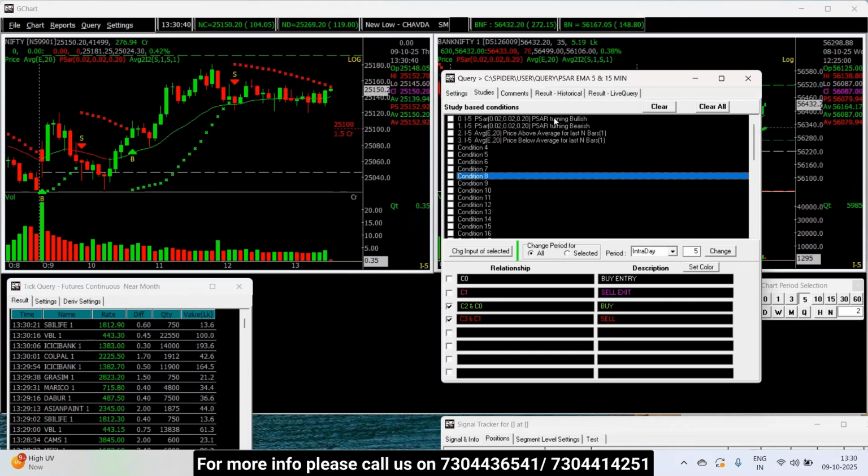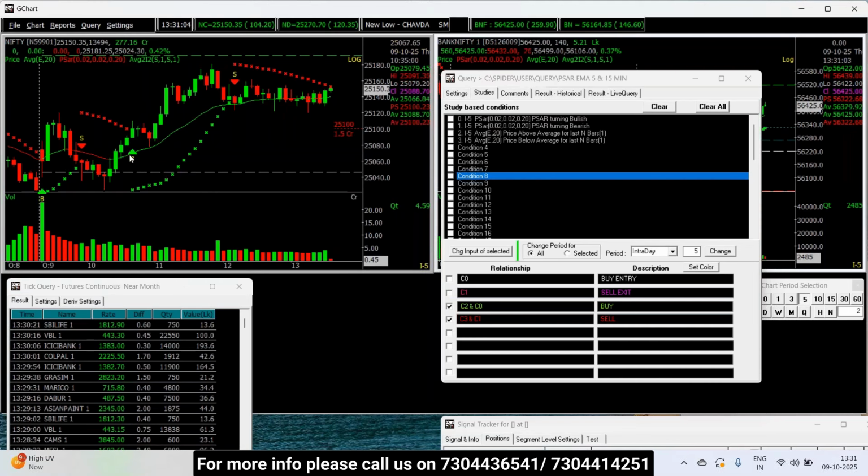So now the conditions have been implemented, so we need to mix the conditions as I said. When the green candle is happening and the price is above the 20 EMA, and the parabolic SAR is also indicating an uptrend, I need to get a buy signal, correct? So those two conditions are mixed, correct? And I'm getting a buy signal.